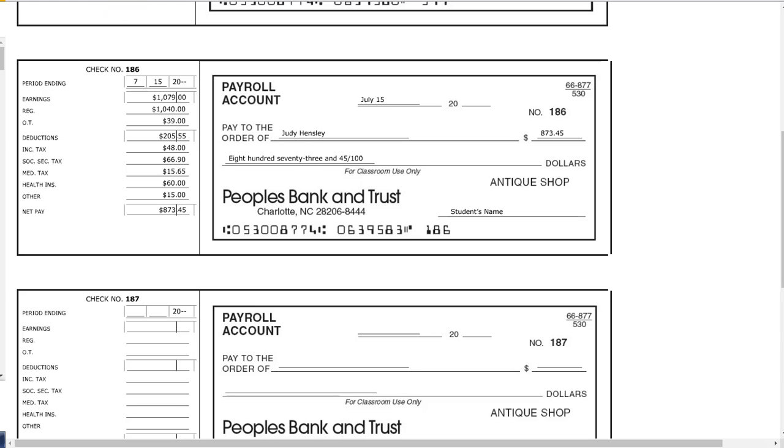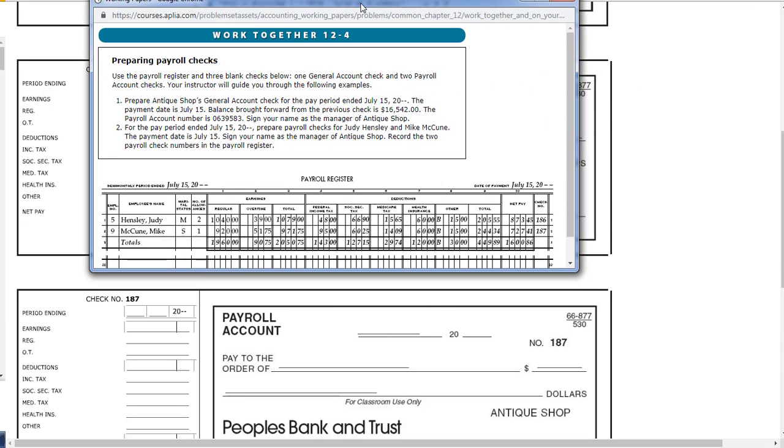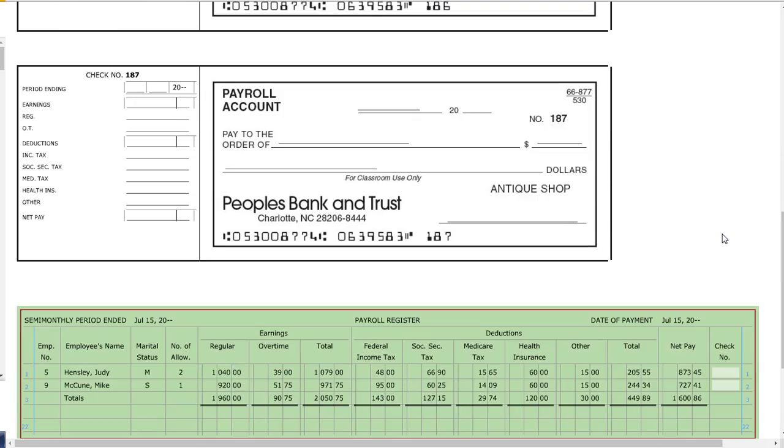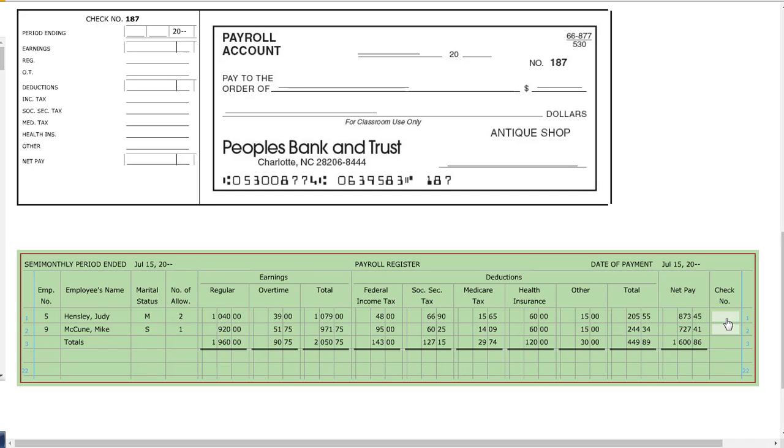Again, I have my directions right here off to the side. I got all of the numbers right from here. Line number 1 on my payroll register. The last thing that I do after I fill out Judy's check is I take the check number 186. I scroll down here and I put on the payroll register that I wrote check 186 to Judy.